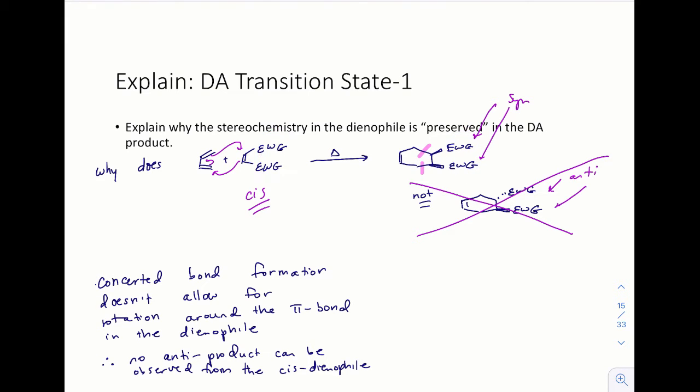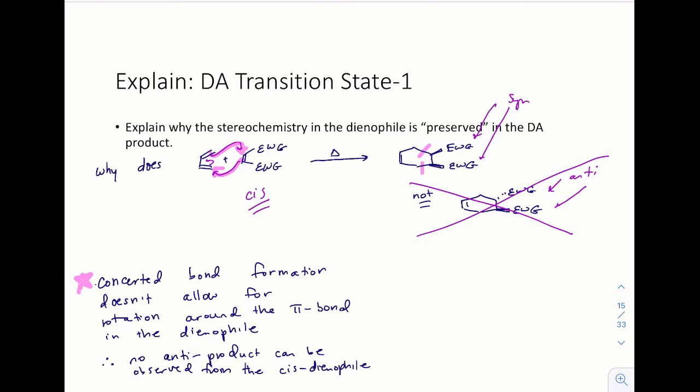The only way that these two groups could become anti to one another is if there were bond rotation. That could happen once this pi bond breaks and the electrons are donated. However, there is no time for that because at the same time, the other carbon-carbon bond is forming. This is a concerted reaction. All the bonds are made and broken at the same time.